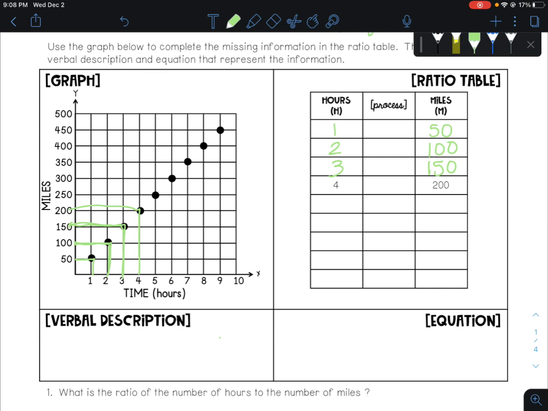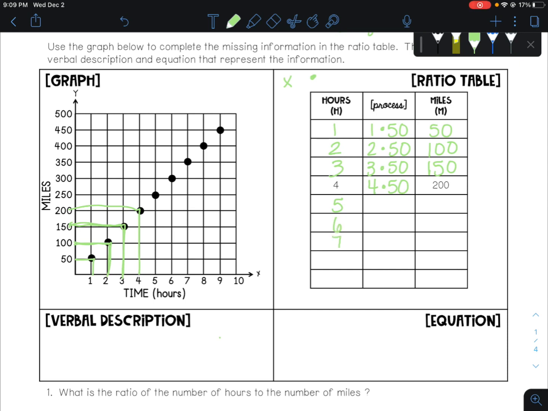And now as I'm looking at this, I'm going to check out the process and see if there's a pattern here. To get from 1 to 50, that would be 1 times 50. Remember, you can use the X or the dot for multiply. We're changing over to the dot very soon, so that's why I'm using it. 2 times 50 would be 100. 3 times 50 is 150. 4 times 50 is 200. So that's working out. Let's keep going.